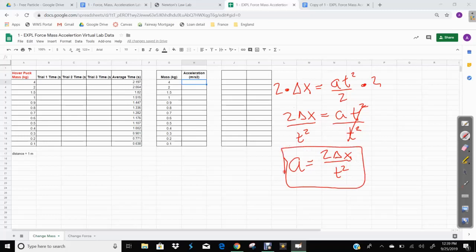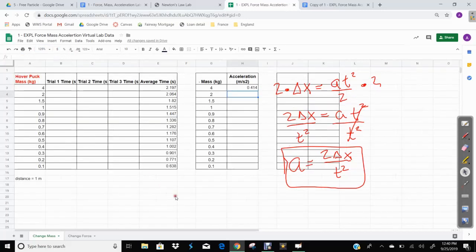So what we want to do is put an equation in over here and let Google Sheets do the work for us. To put this equation, I'm going to put equals, and then in parentheses, I'm going to put 2. And here's the thing. Your change in position is 1 meter every time. So you can put 2 times 1, but you don't really need to because 2 times 1 is 2. So you can just do 2 divided by, click on your average time, and then use the caret and a 2 right there to square the values. And you just hit enter, and that's all you have to do.